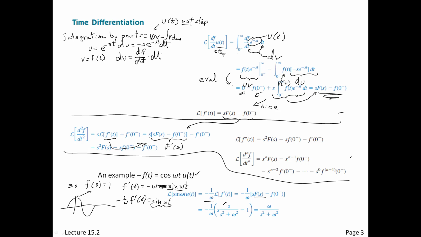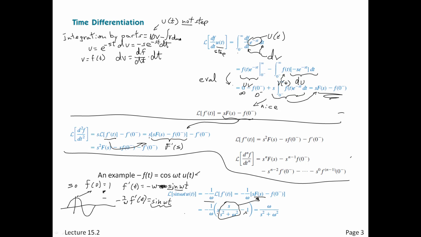Here's the Laplace of the cosine. There's that thing right there. And so we're going to take s times it, and then -1 over omega times that. And our initial value is -1, right? We figured that out over here. So if I do all that, I get what?